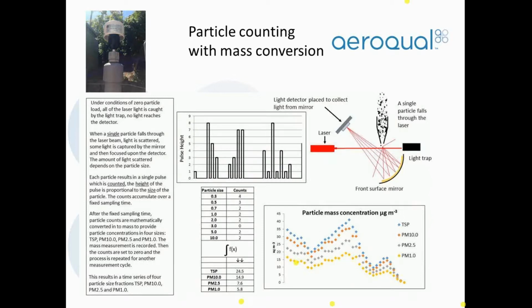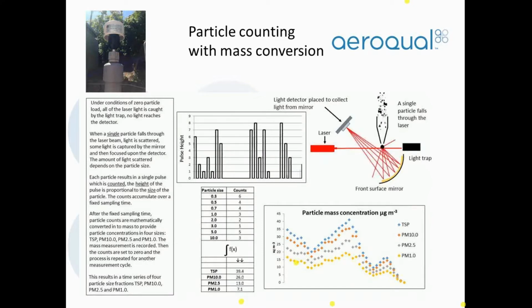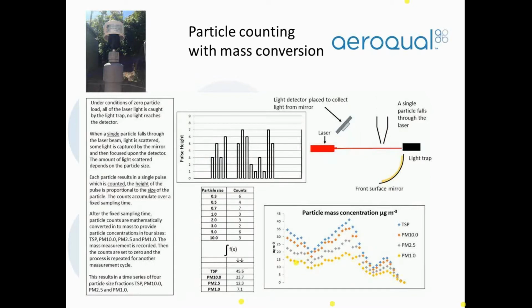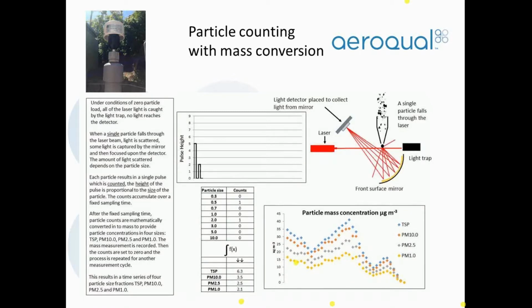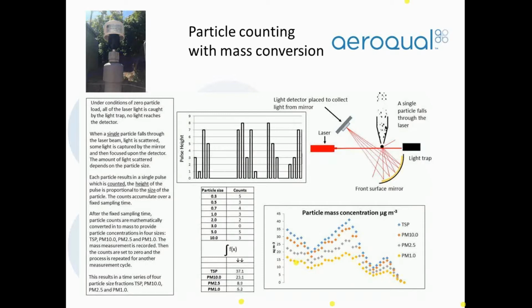That laser beam shines directly into a light trap which captures and absorbs the laser light. With the particle counter technology, when a particle falls through the laser beam, it scatters the light. That scattered light is collected by a front surface mirror, which focuses it onto a light detector that measures the collected light. There are two properties of the light which we are interested in. The particle counting comes from an individual pulse of light which is caused by a single particle falling through the laser.